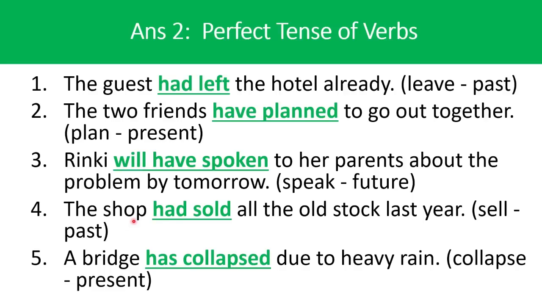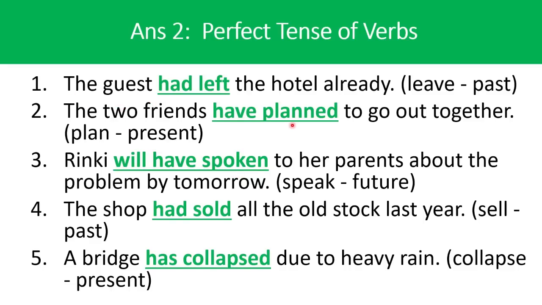The guest had, the shop had. Even if it was guests, it would be had. Even if it was shops, plural, it would still be had. And the future is will have. You have the form will plus have. So three words actually making up a single tense form. Let us read the sentences quickly.